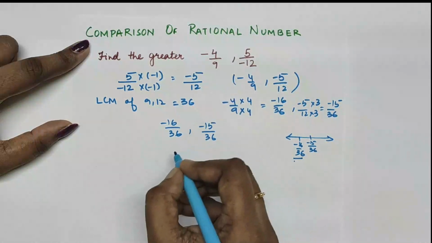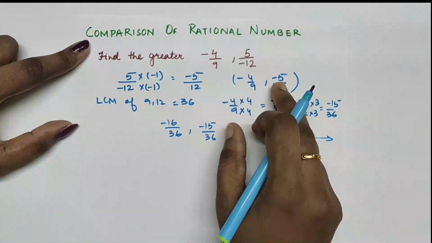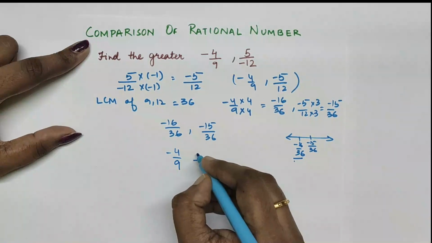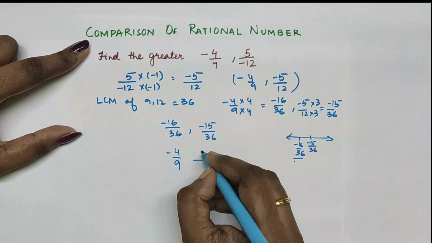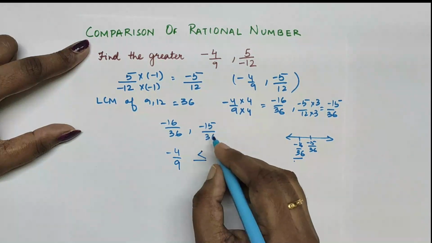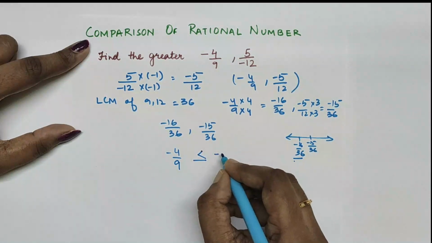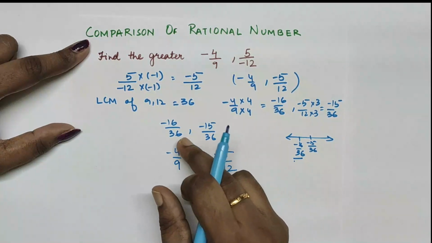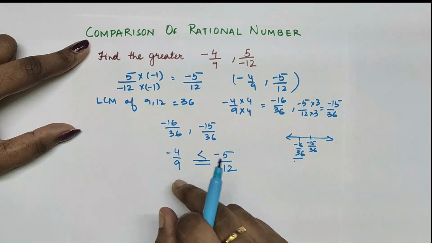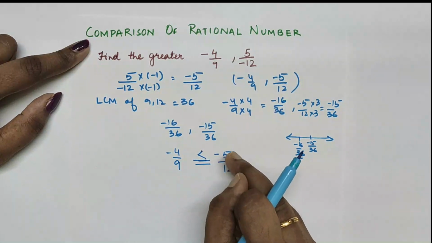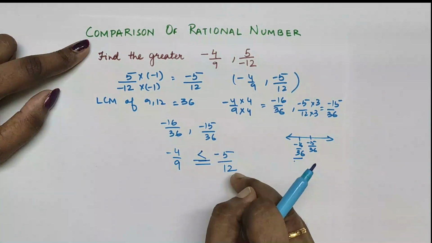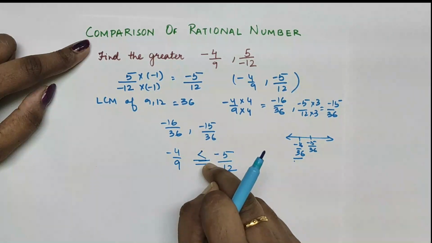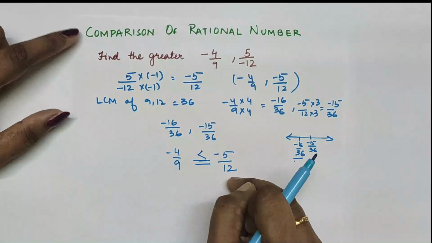So what is the actual fraction for this? The actual fraction for this is minus 4 by 9. So that will be lesser than minus 15 by 36, the actual fraction of which is minus 5 by 12. So I can say that minus 4 by 9 is smaller or lesser than minus 5 by 12, because minus 5 by 12 is greater. So minus 4 by 9 is less than minus 5 by 12.